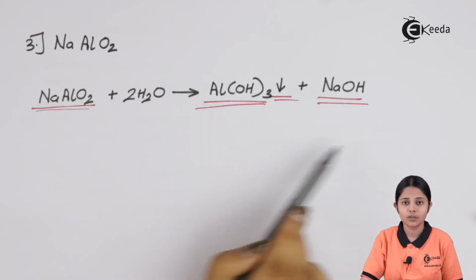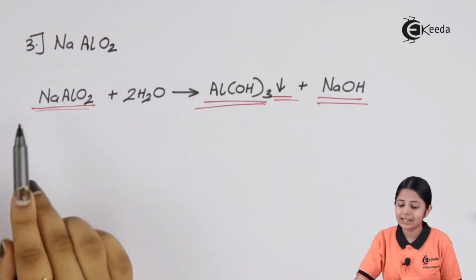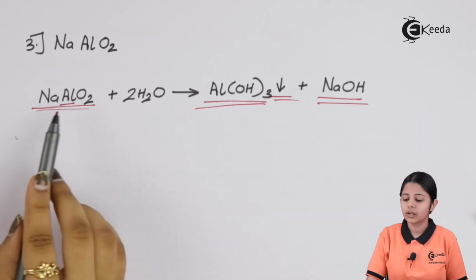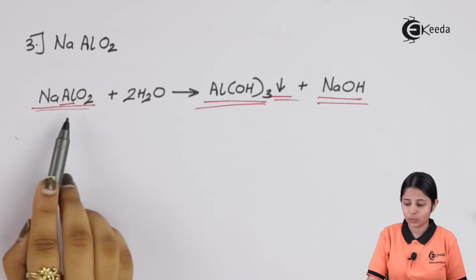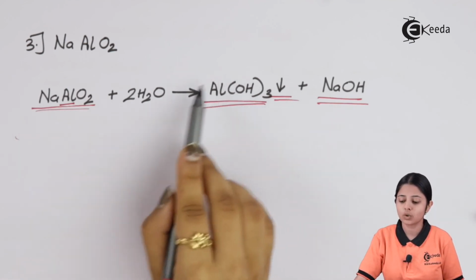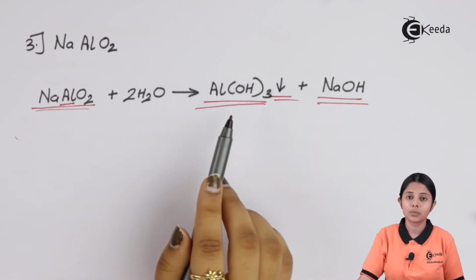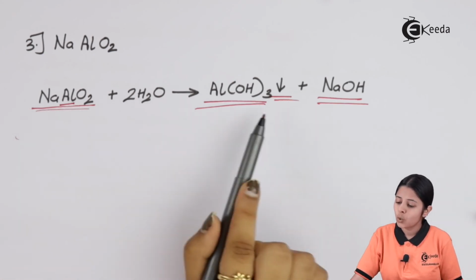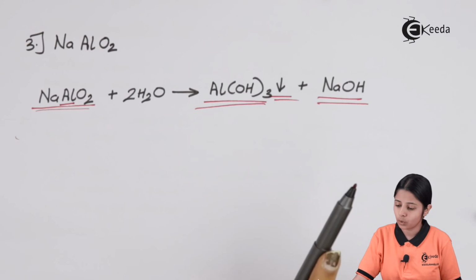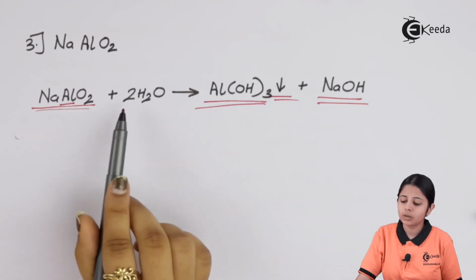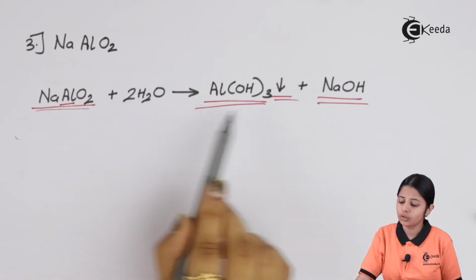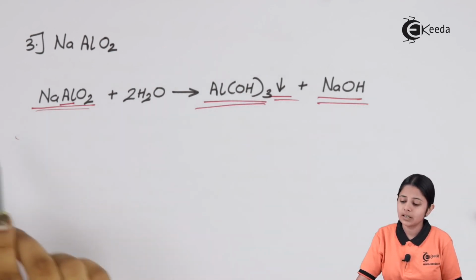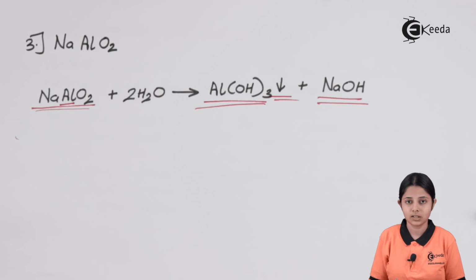Let us see the balancing of this entire reaction. The number of Na on the reactant side is 1. The number of Na on the product side is 1. The number of Al on the reactant side is 1. The number of Al on the product side is also 1. Now let us count the number of oxygens. Over here I have 2 plus 2, 4 oxygens. Over here I have 3 plus 1, 4 oxygens. And over here the number of hydrogens is 2 into 2, 4. And over here also I have 3 plus 1, 4 hydrogens. That means this entire reaction is a balanced reaction.